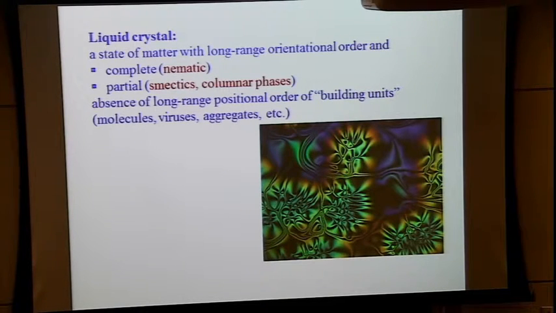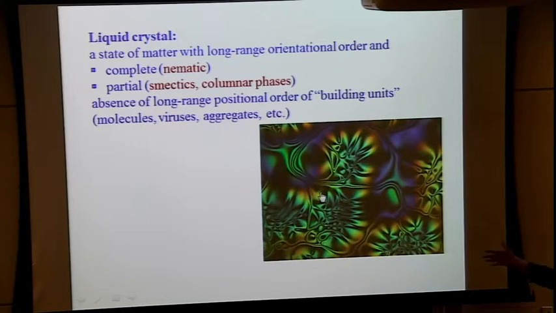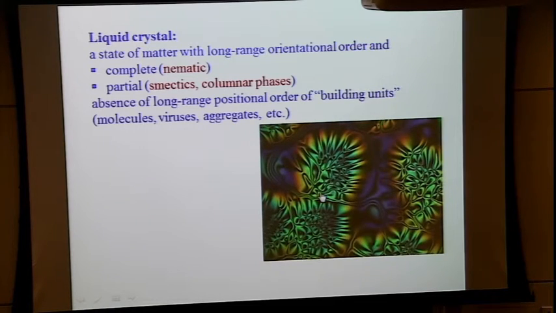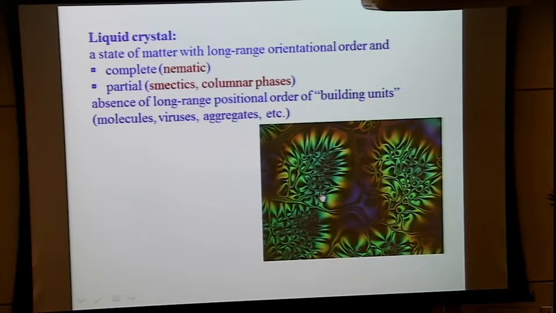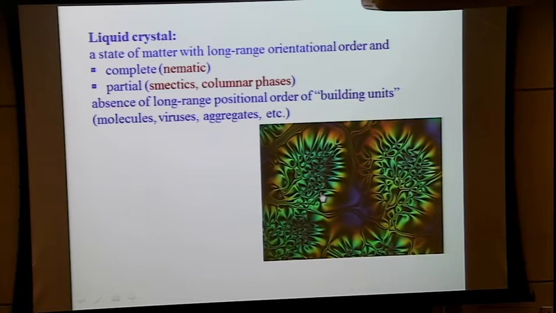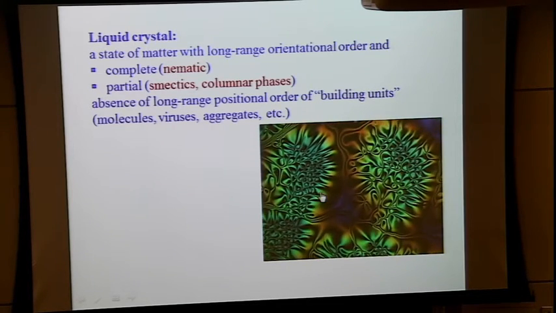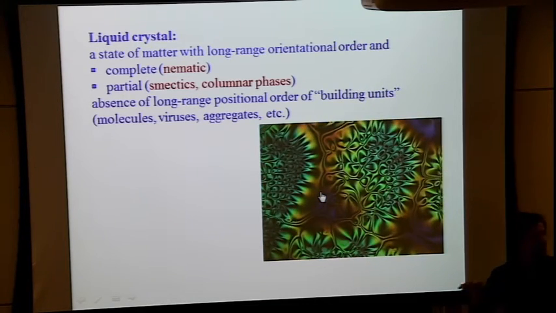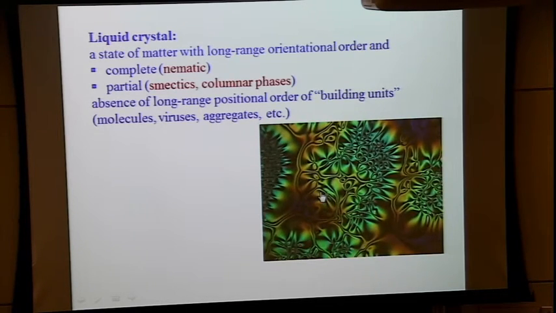We should give a definition of the liquid crystal as something that has a long-range orientational order, but no or only partial long-range positional order. The situation when we have no long-range positional order is called a nematic liquid crystal phase. The situation when we have only one-dimensional positional order is called smectics, and two-dimensional positional order, but no positional order along the third dimension, is called the columnar phases.